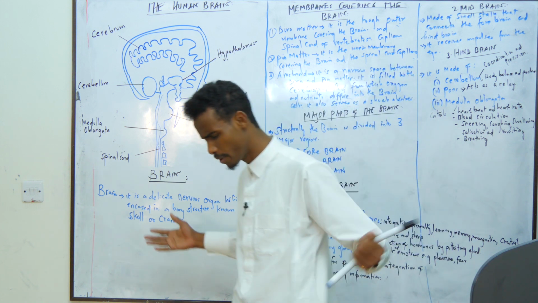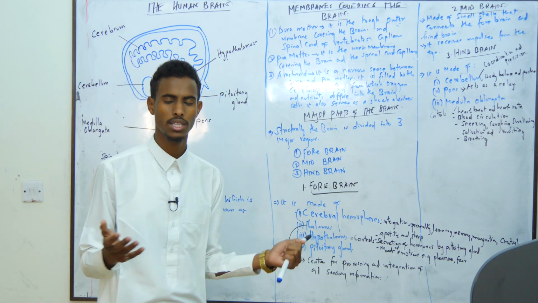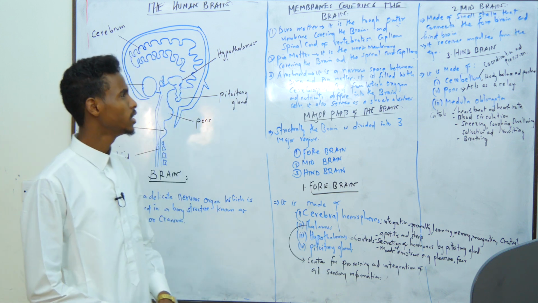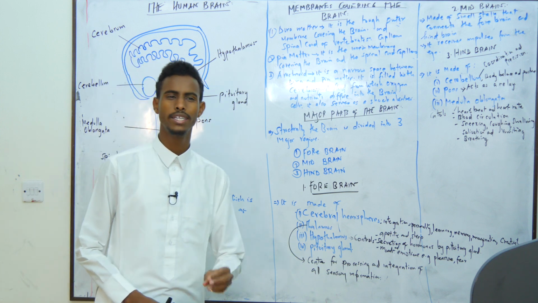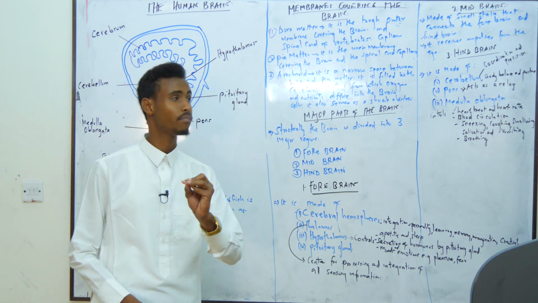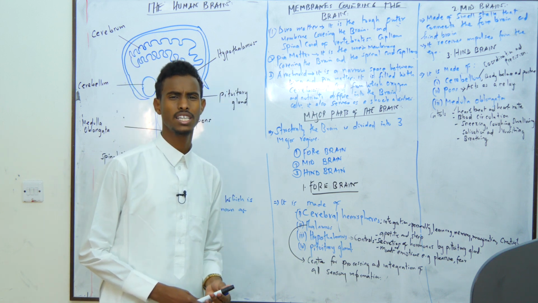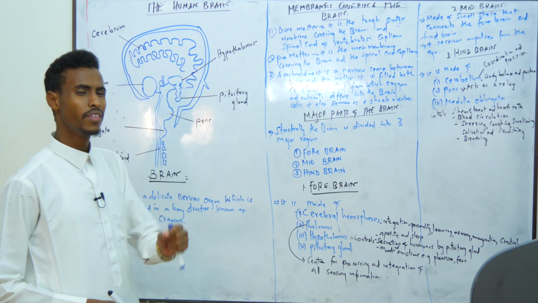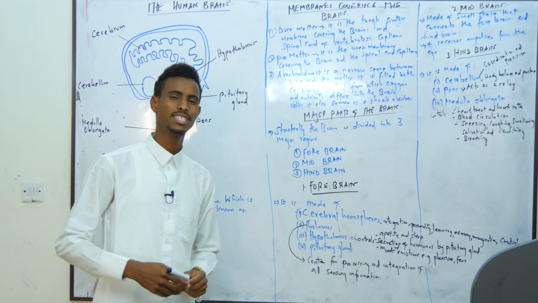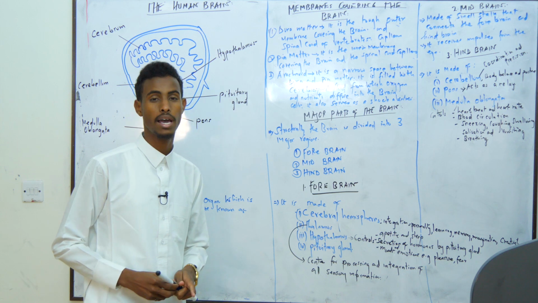Now let's look at the brain. The brain is covered by membranes. The first membrane covering the brain is called the dura mater. It is the tough outer membrane covering the brain and the spinal cord of vertebrates, and it is richly supplied with blood capillaries. The next membrane covering the brain is called the pia mater. It is the innermost membrane covering the spinal cord and the blood capillaries.